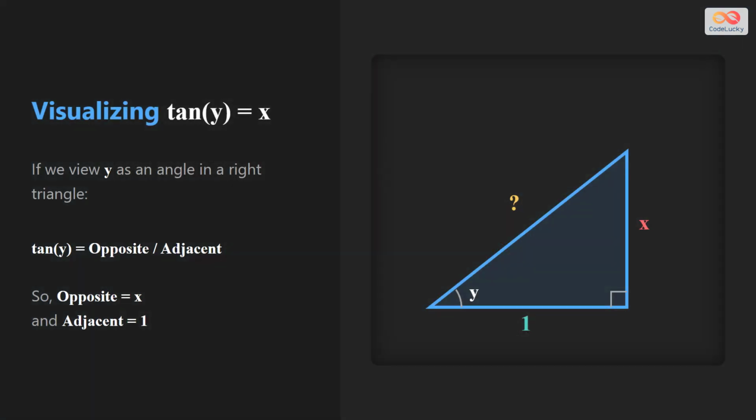Let's visualize this relationship using a right-angled triangle. If we consider y as an angle, then the tangent of y is the ratio of the opposite side to the adjacent side. Since tangent y equals x, we can set the opposite side to x and the adjacent side to 1. By the Pythagorean theorem, the hypotenuse becomes the square root of 1 plus x squared.